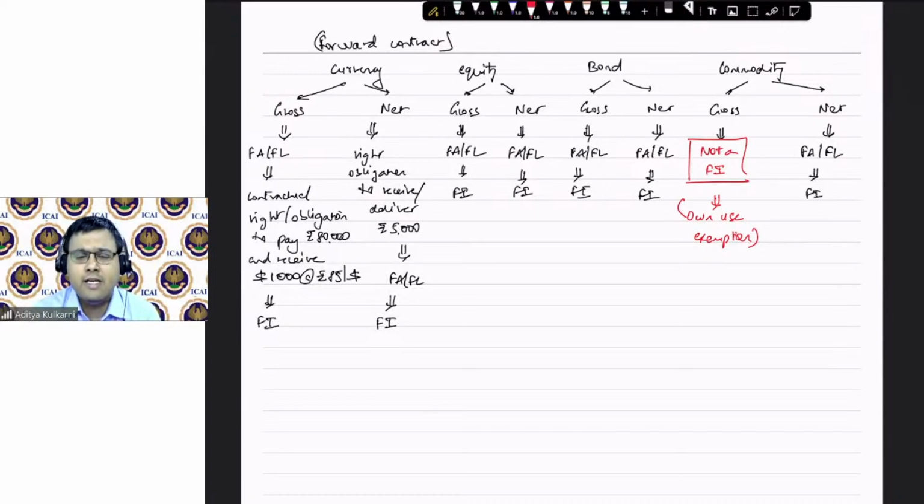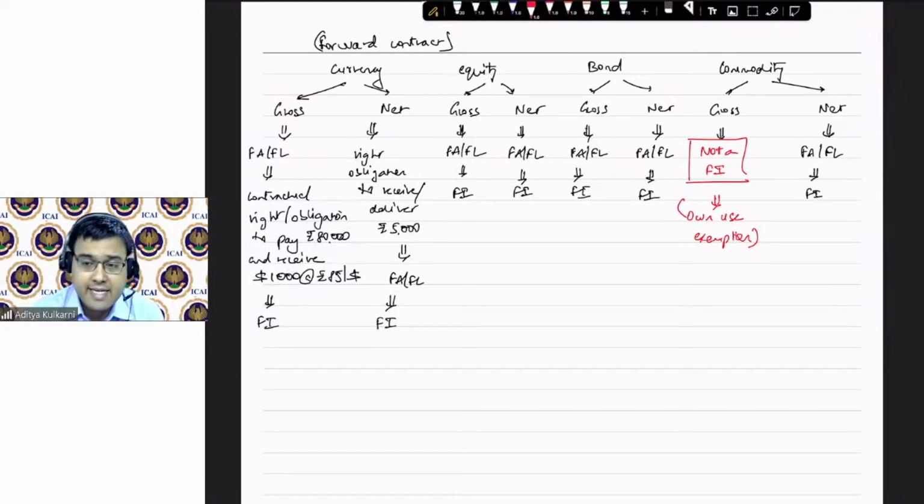When I say own use, it's not that I will make flour out of the 100 tons of wheat and make rotis out of it. I can use it for my business as a part of selling, as part of my trading activity. So therefore these are typically known as own use exemption contracts. I will end up using this contract for my own use, and therefore they are excluded from the ambit of financial instruments. Is it okay?